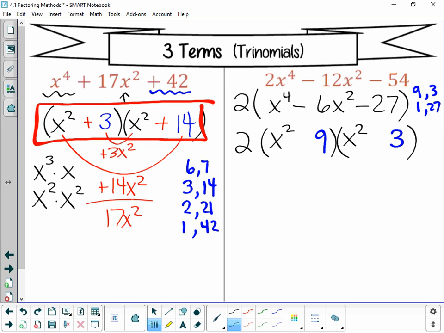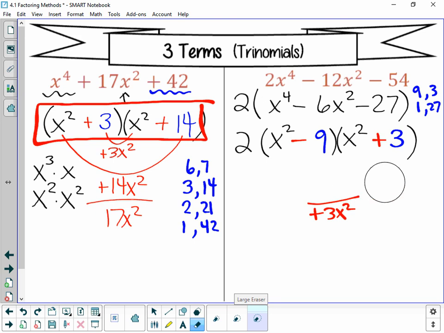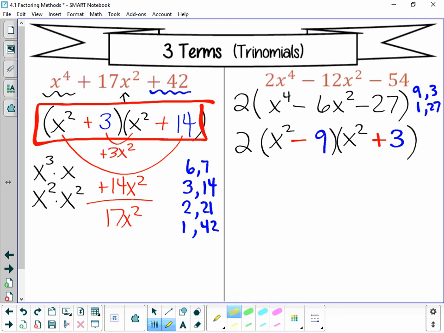And to get a, let's see, we have a 9x squared and we have a 3x squared. We're trying to get a negative 6x squared, so if that 9 is negative and the 3 is positive, we should be good. So we've got some nice combinations here for our binomials, but you might have noticed that this is also factorable.